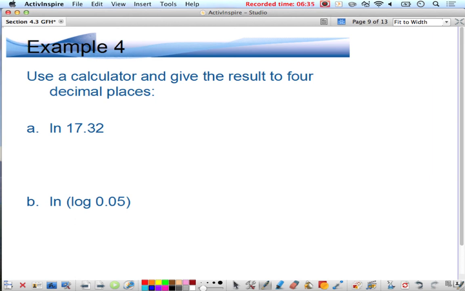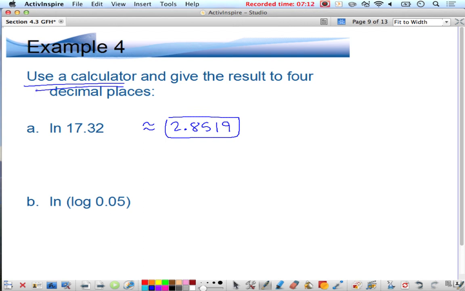In fact, it's the same button you use to get e to a power, but you don't use the second function instead. So let's type this in: the natural log of 17.32. Did you guys get 2.8519? Yes. Hence the statement, use a calculator and give the result to 4 decimal places. Any questions about that? Everybody knows how to locate that on their calculator.